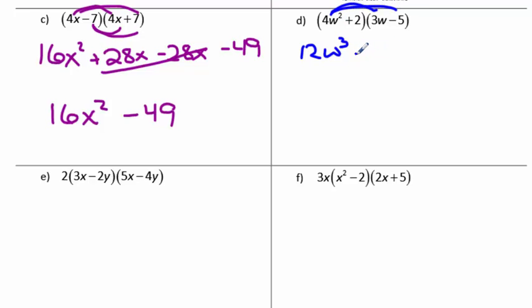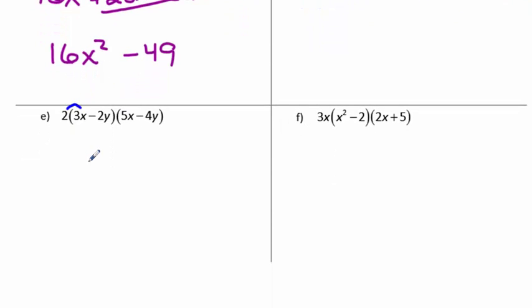4w squared times negative 5 will give us negative 20w squared. And then the 2 times 3w will give us plus 6w, and the 2 times the negative 5, a minus 10. There are no like terms here, so nothing to combine.